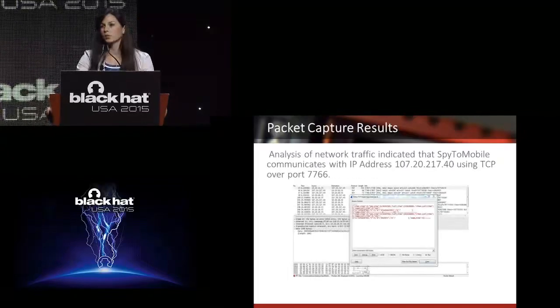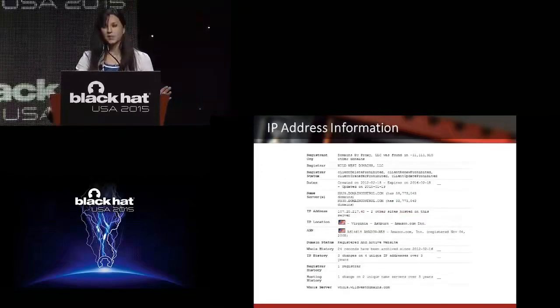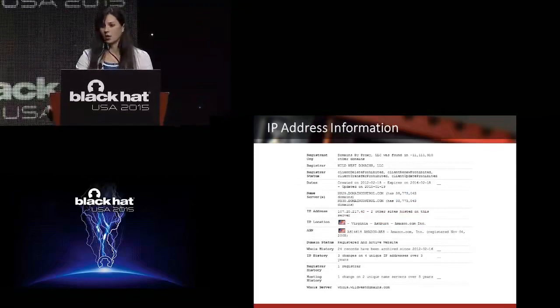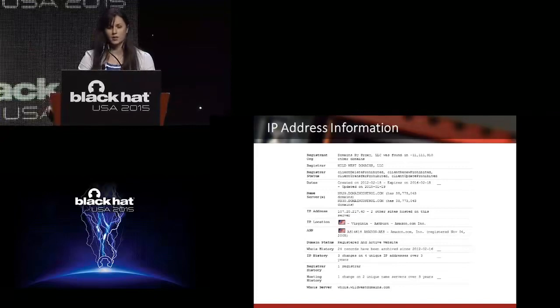So using Shark for Root, we did take a PCAP, and we're able to analyze the network traffic for Spy2 Mobile. It shows that it communicates with IP address 107.20.217.40 using TCP over port 7766. So we threw this into a Whois lookup to figure out where this IP address was, and it is registered to Wild West Domains LLC and is hosted by Amazon AWS in Ashburn, Virginia.